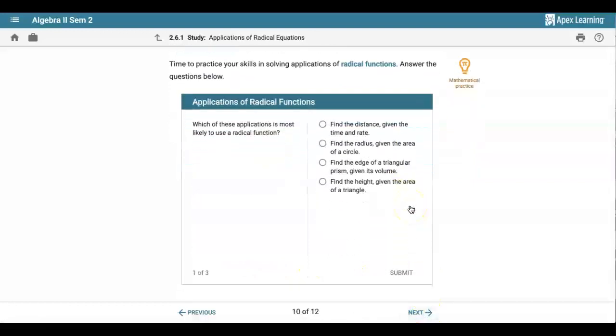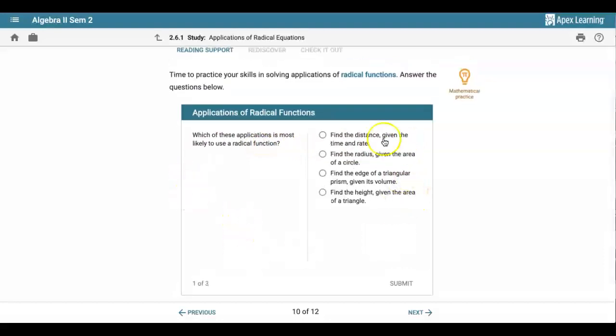Okay? So then here, which of these applications is most likely to use a radical function? So this here I think is a little bit trickier of a question right off the bat because it's assuming that you know all of these equations. This might be a difficult question because it's assuming that you know the distance equation, the radius equation, the triangular prism volume equation, and then same thing for the area height triangle question. So this one might be a little bit difficult, and we can just give you the answer.